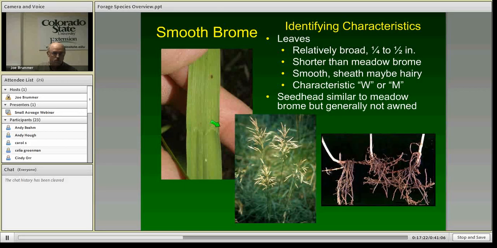Again, this is a rhizomatous species. I have a picture of some rhizomes over here, and again, this allows it to spread vegetatively and fill in those bare areas.